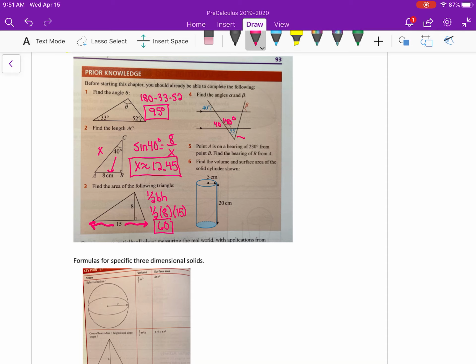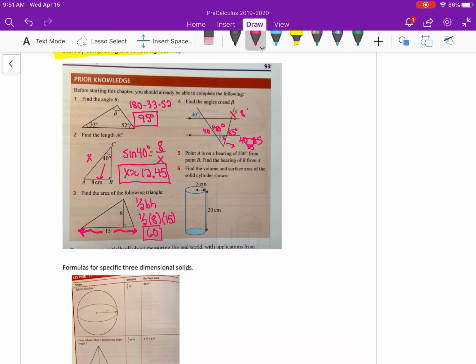Okay, and then if we expand this little triangle a little more, this is 55, this is 40 from vertical angles. Subtract from 180, you get that this is 85. So this little piece here is 85, so this piece here is 85, and then with corresponding angles, this piece is also 85 degrees. So alpha was 140 degrees, beta 85 degrees. Remembering those fun geometry formulas.